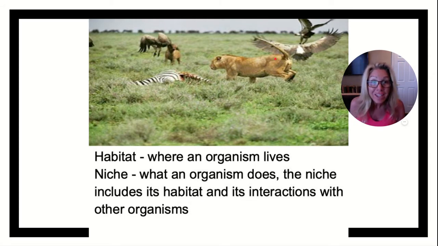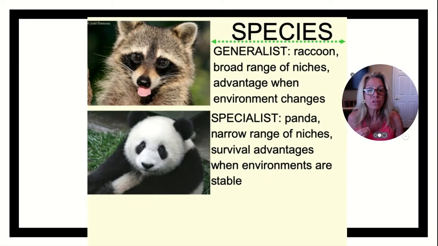And then we have lions that are eating the herbivores, right? They all play different roles. So a habitat is where an organism lives. It's its home. And an ecological niche is what an organism does. It's its job. All right. And then we can look at two different types of species, a generalist versus a specialist.